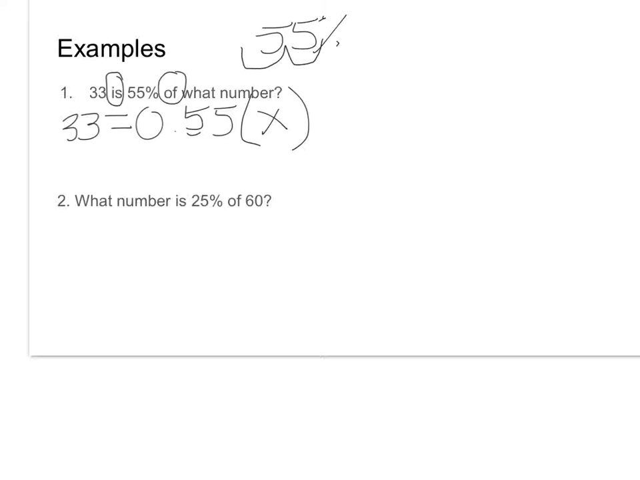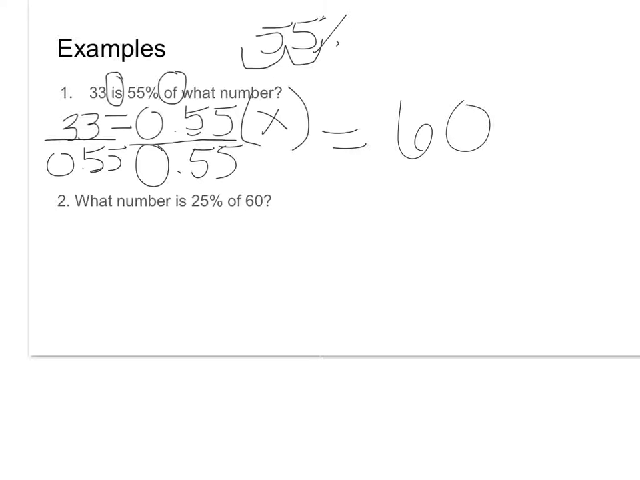In order to get x alone, you're going to need to divide, because right here x is being multiplied, and the only way you're going to get 1x is by dividing. If you multiply, that gives you a larger number. If you subtract, you're going to take everything away. If you add, it's going to give you a larger number. So make sure whatever you do to one side, you do to both sides. So you have 33 divided by 0.55, which gives us 60. So 33 is 55% of 60. Of the whole thing, if you have 55%, that would be 33.